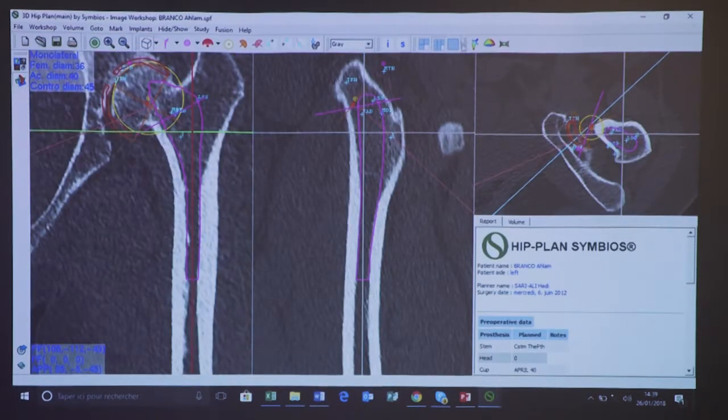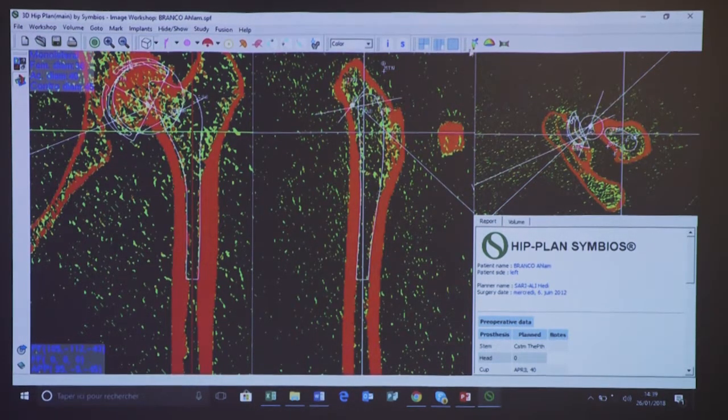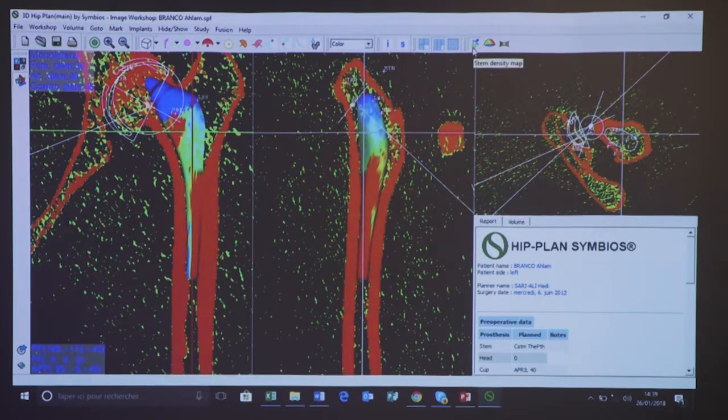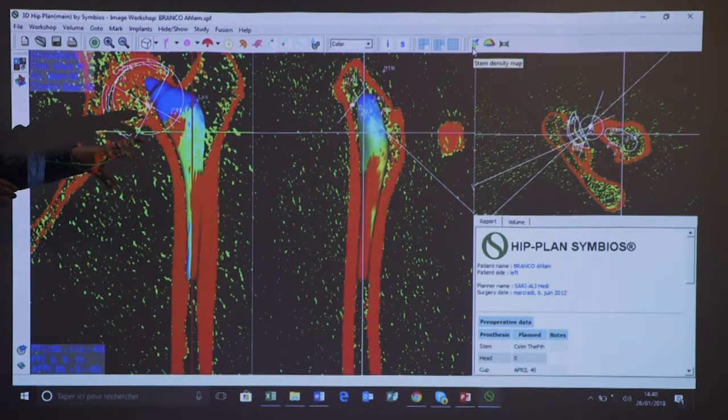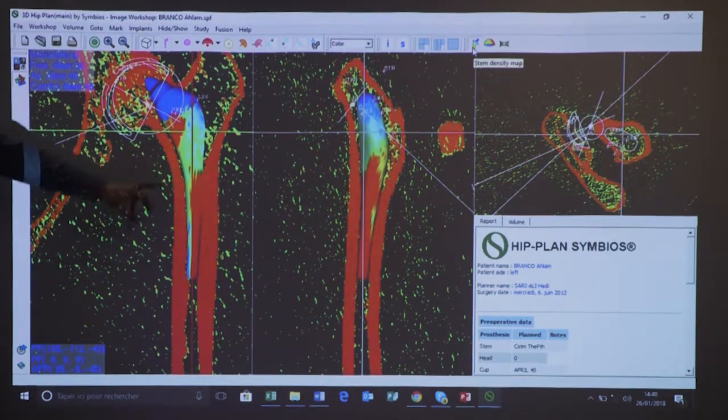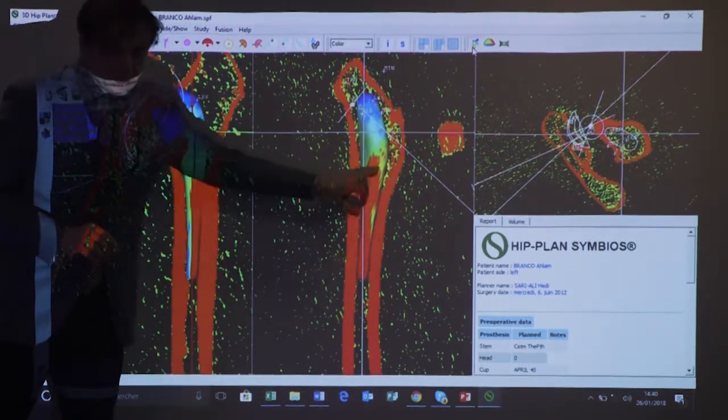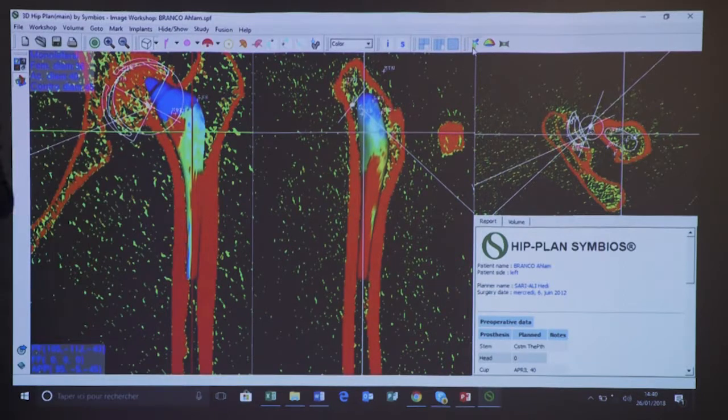This is why. So when we analyze the stem here, you can see that we managed to get a correct fit. And anyway, we will need to ream the distal part here, not to be able to implant the stem, but to be sure that the stem will be seated where it's designed to be seated. It's not a matter of stability, not a matter of pain, it's a matter of bone remodeling.